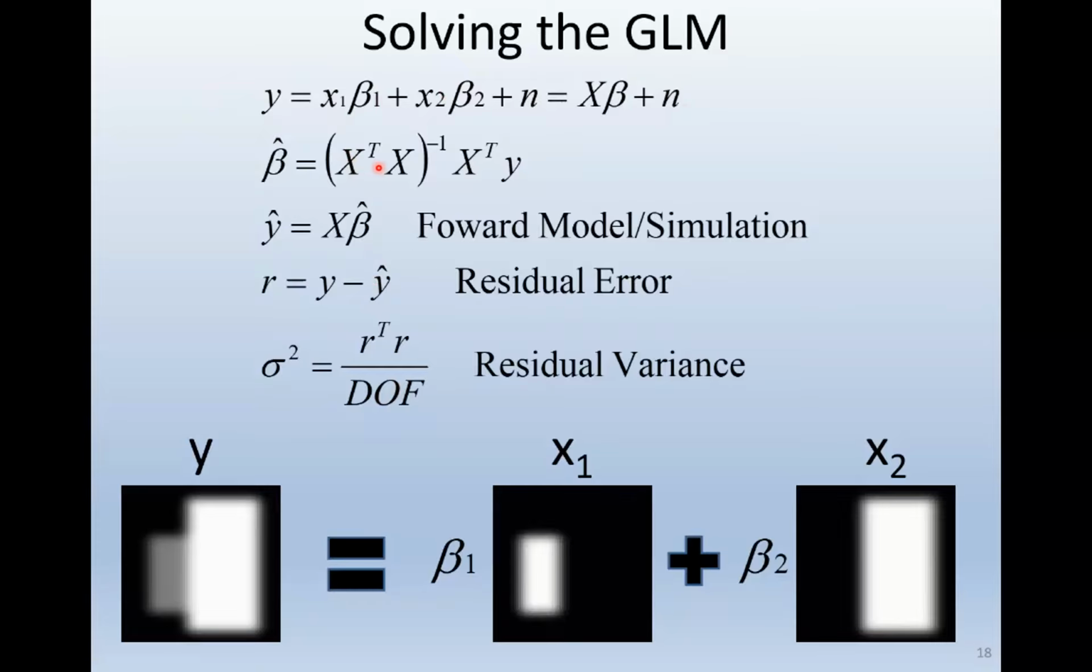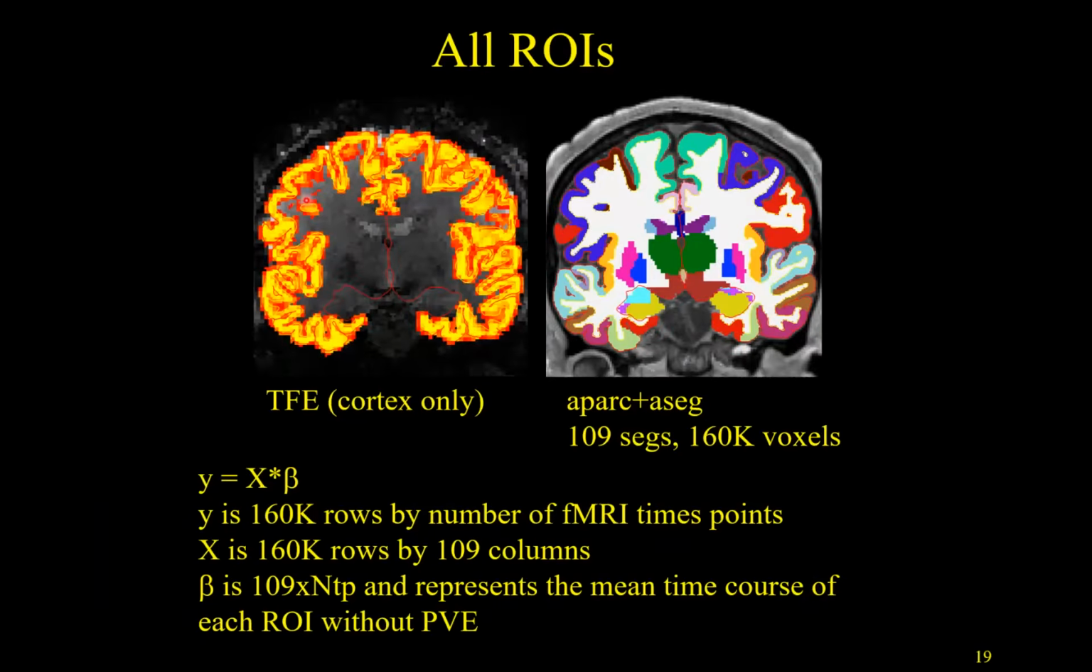And of course, you can do all the other stuff that you would do with GLMs. You can compute a forward model, a residual error, a residual variance. You can actually compute p-values for these betas as well. So in the end, what it looks like is something like this. So you would have this tissue fraction image. You have a segmentation, such as the APARC plus ASEG that comes from FreeSurfer. This has 109 labels in it. And in this particular case, it has something like 160,000 voxels.